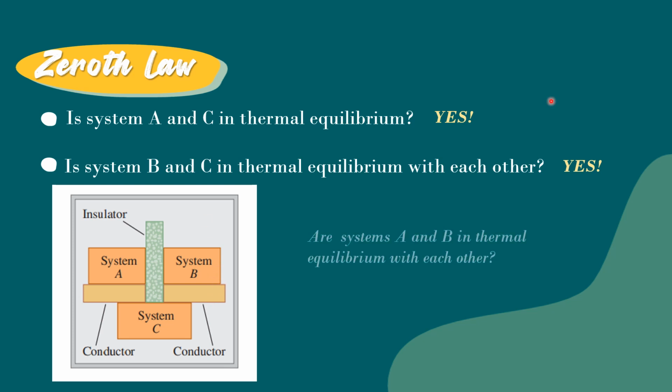But the main question is, are systems A and B in thermal equilibrium with each other? The answer is still a yes, because since system A and system B are both in thermal equilibrium with system C, we can assume that A has the same temperature as system B. And so they are in thermal equilibrium.